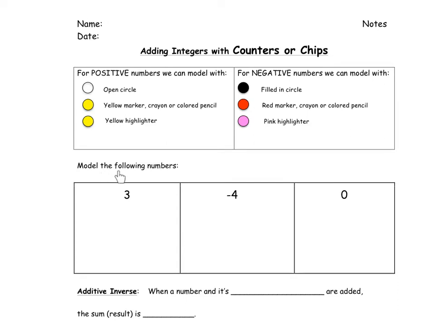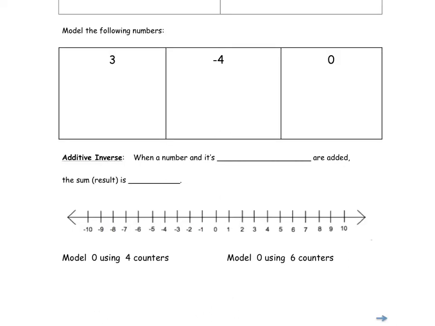So the directions say model the following numbers. The first number I see is positive 3. So I'm going to use 3 open circles, and this is going to be my model of the number 3 using counters. Or if I have access to crayons or markers, I can model this using 3 yellow counters. Or there's one other method. We could use a highlighter. So if you have a highlighter, you can also use 3 yellow counters.